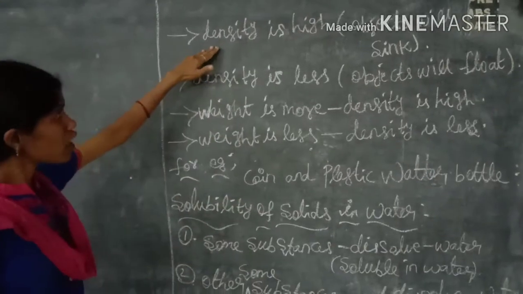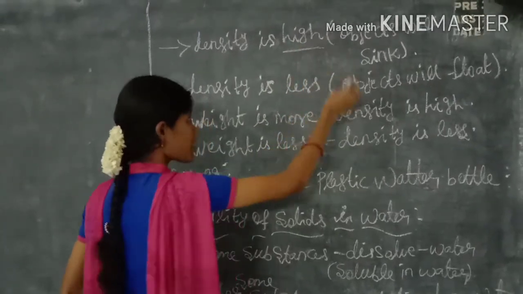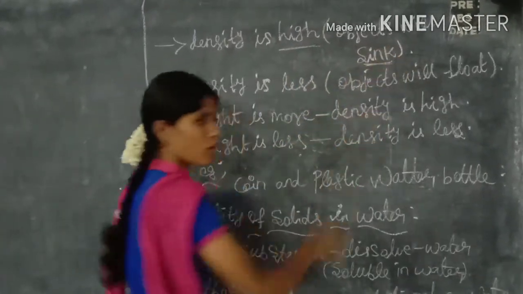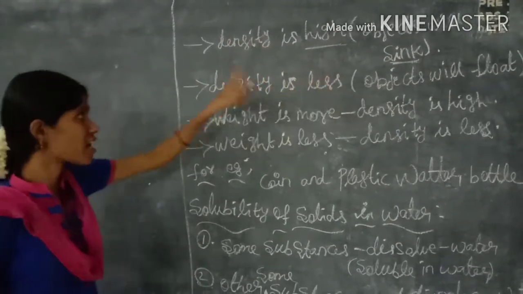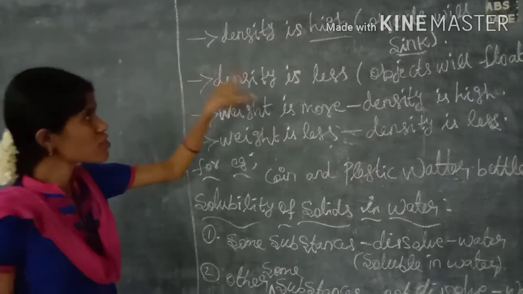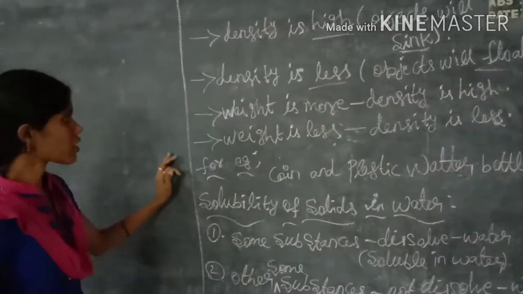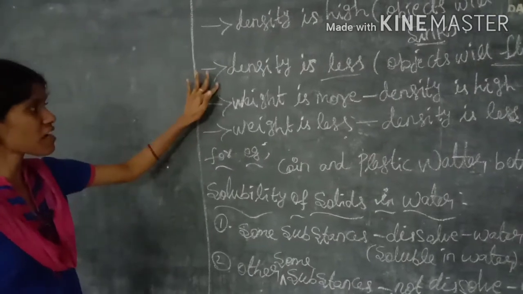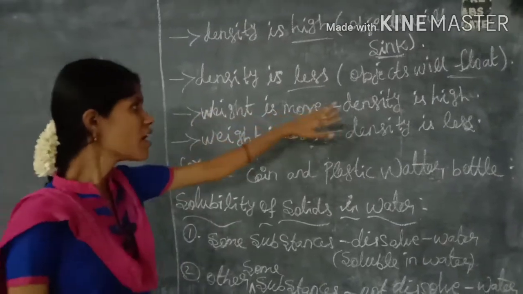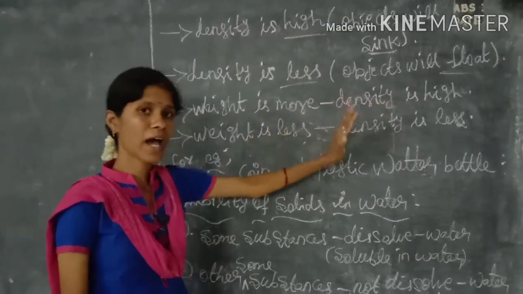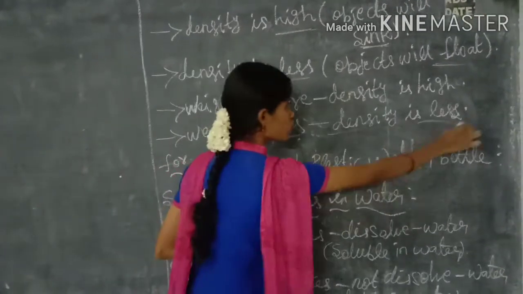If the density of the object is high, the object will sink. Otherwise, if the density of the object is less, the object will float in the water. It is also determined by the weight of the object. If the weight of the object is more, the density is also high. If the weight is less, the density is also less.